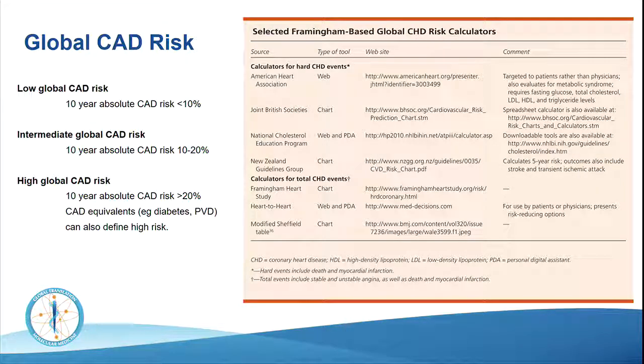But these risk scores don't perform well in women or young men. The Framingham-based models for heart events, that is death and MI, don't include important clinical information such as a family history of premature coronary artery disease, which can be used to influence judgment, and interestingly don't include diabetes.